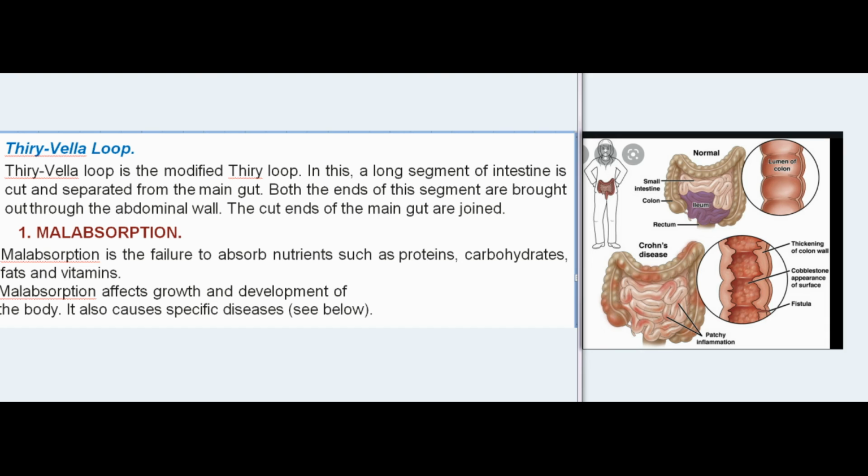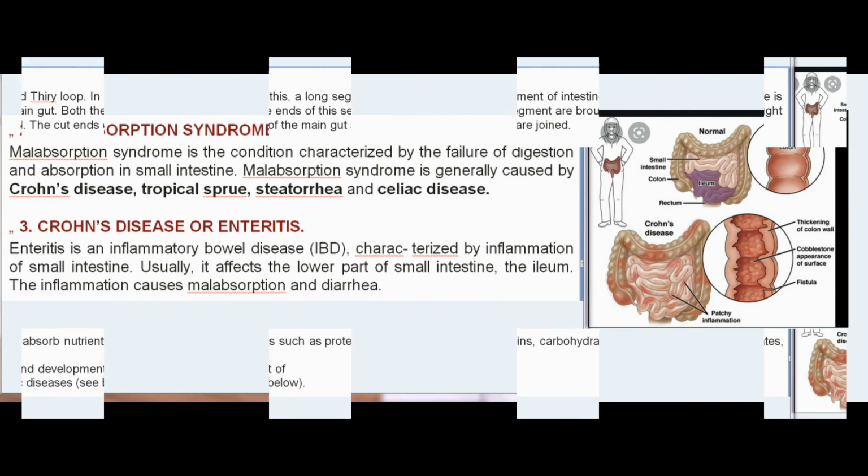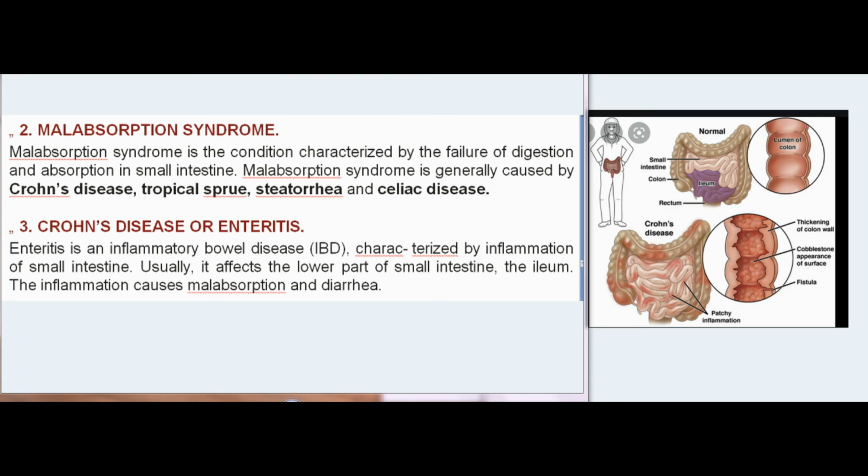1. Malabsorption. Malabsorption is the failure to absorb nutrients such as proteins, carbohydrates, fats, and vitamins. Malabsorption affects growth and development of the body. It also causes specific diseases, see below. 2. Malabsorption syndrome. Malabsorption syndrome is the condition characterized by the failure of digestion and absorption in small intestine. Malabsorption syndrome is generally caused by Crohn's disease, tropical sprue, steatorrhea, and celiac disease.